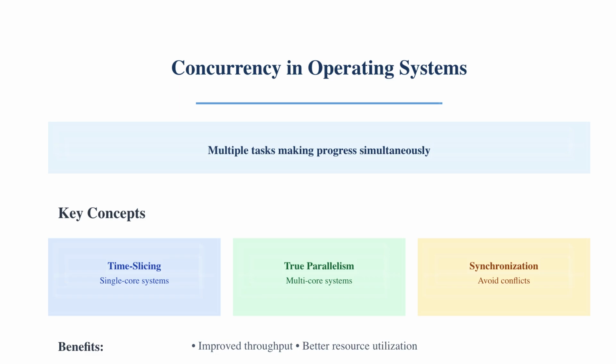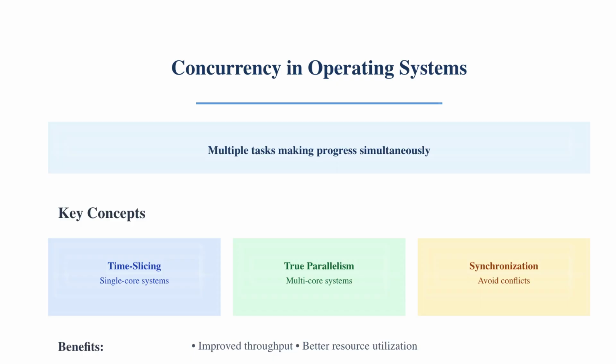Now let's dive deeper into concurrency in operating systems, which directly builds on the context switching concepts we just explored. Concurrency is a fundamental concept that allows multiple tasks to make progress simultaneously, creating the illusion that many things are happening at once. The key insight here is making progress simultaneously. This doesn't necessarily mean tasks execute at exactly the same instant, but rather that they all advance toward completion in an overlapping manner.